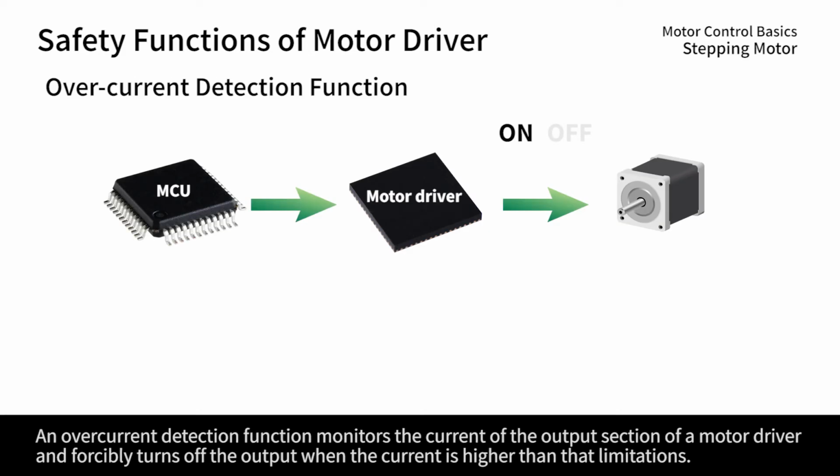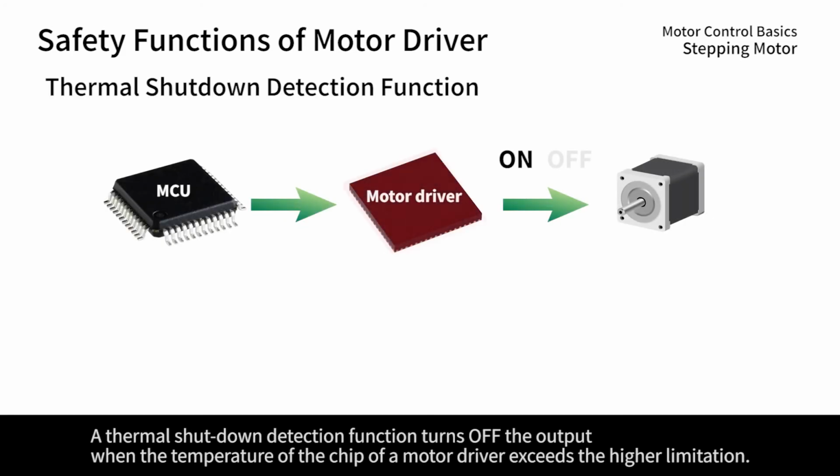An overcurrent detection function monitors the current of the output section of a motor driver and forcibly turns off the output when the current is higher than that limitations. A thermal shutdown detection function turns off the output when the temperature of the chip of a motor driver exceeds the higher limitation.